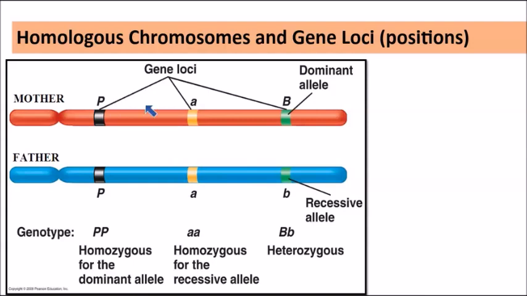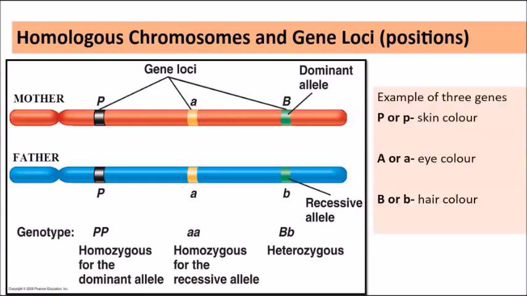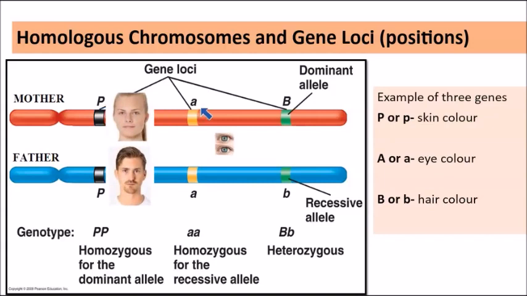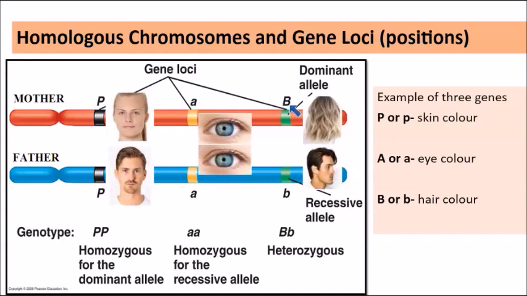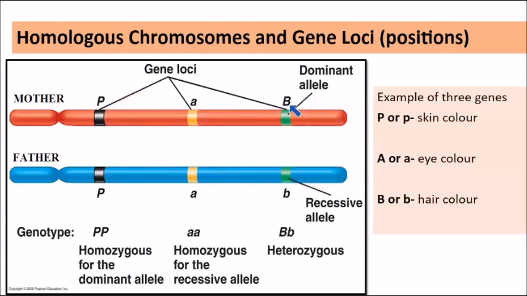As you can see here, let's have a hypothetical situation. If we have three genes shown here, P, A, and B. Let's just say P represents the skin color, A represents eye color, B represents hair color. So these are three different characteristics that are being controlled by these three different genes. But as you can see, there are going to be different forms of these genes, hence the whole idea of alleles.